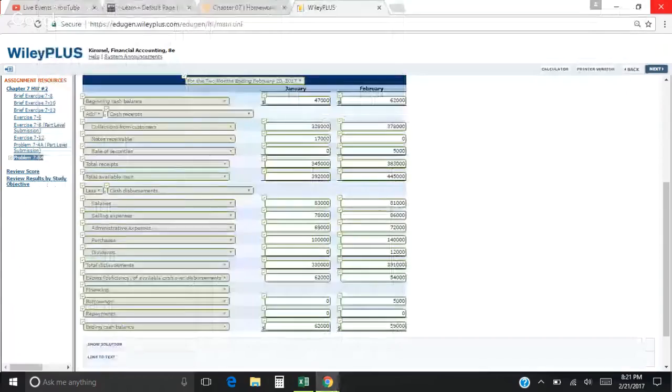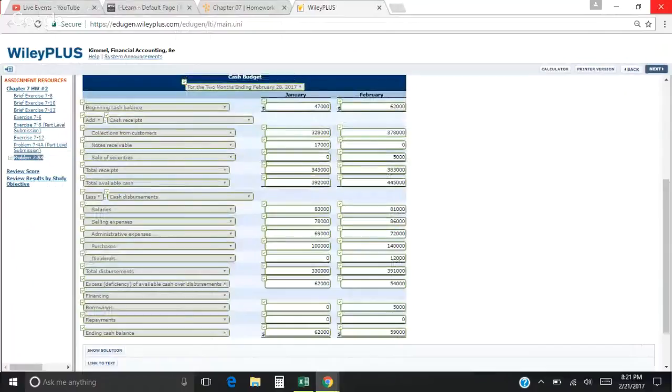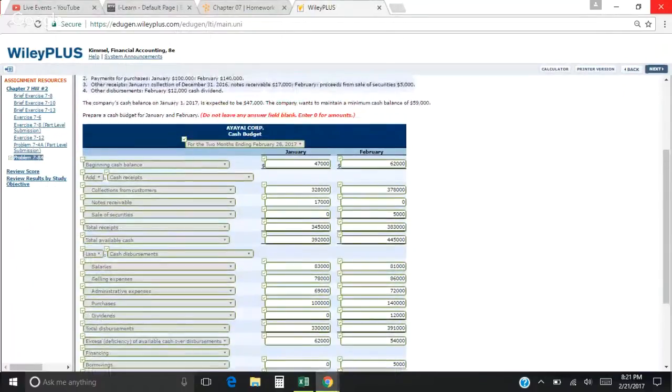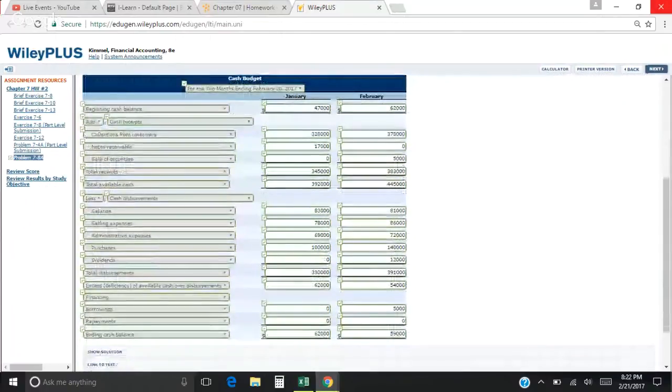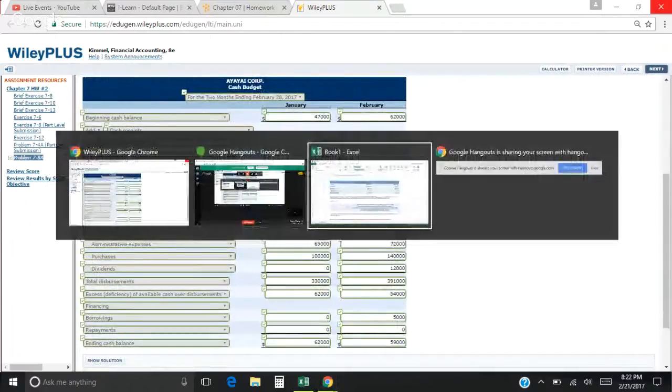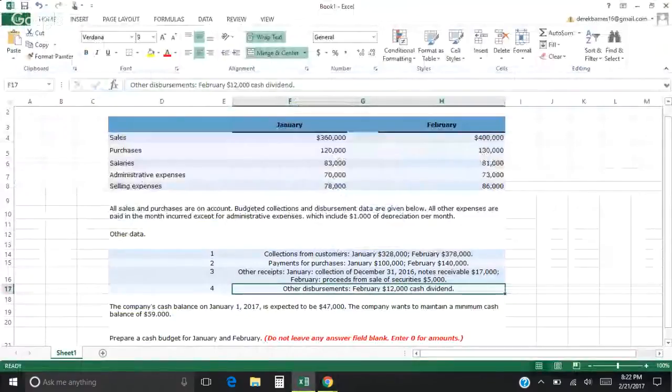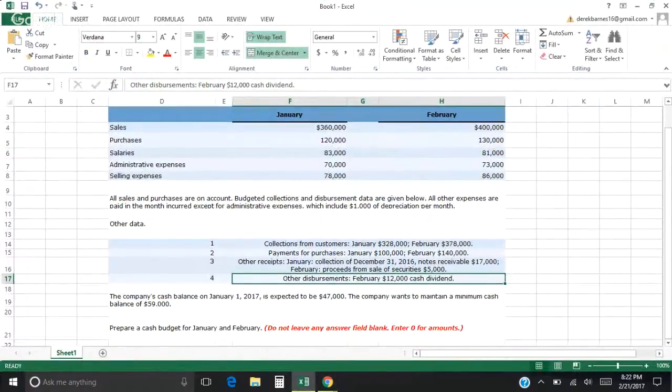All right, let's go over the problem for chapter 7, problem 8a. So let's go to here. I like to usually copy over the information. It makes it a lot easier hitting Alt Tab than scrolling up and down all the time.